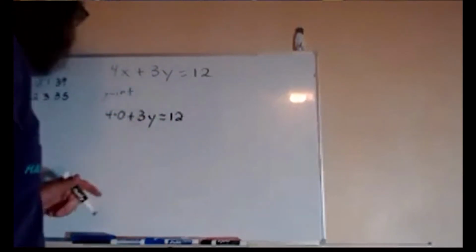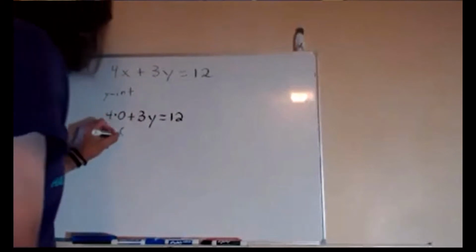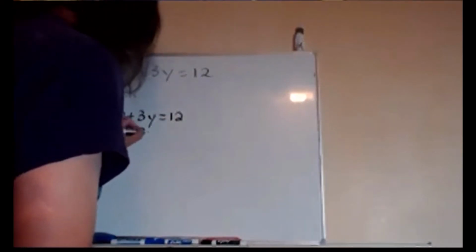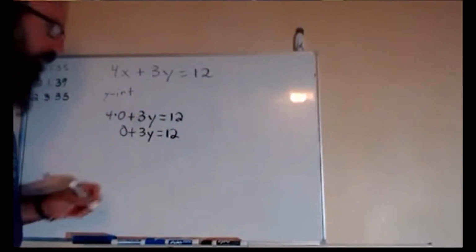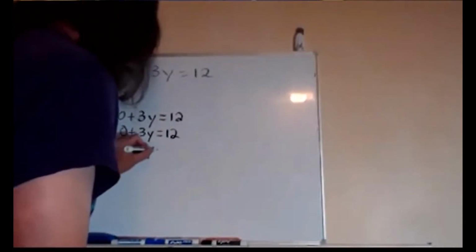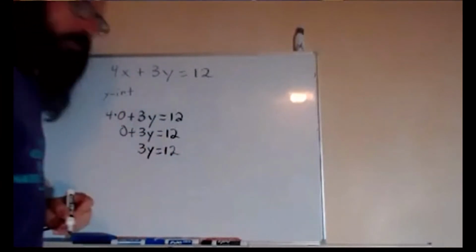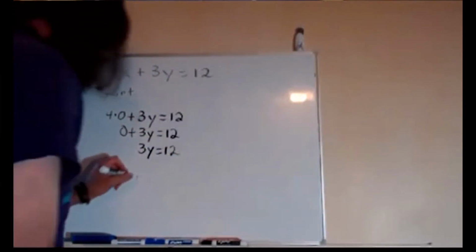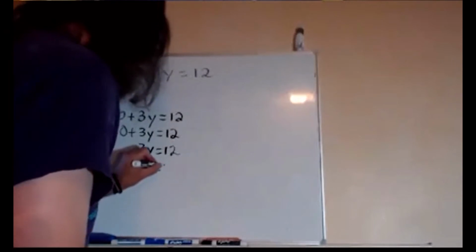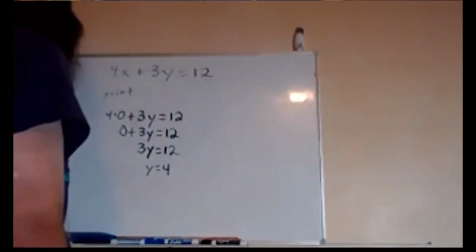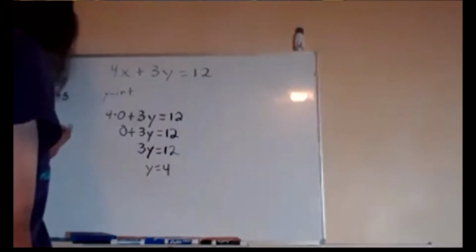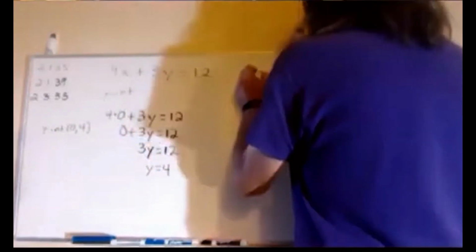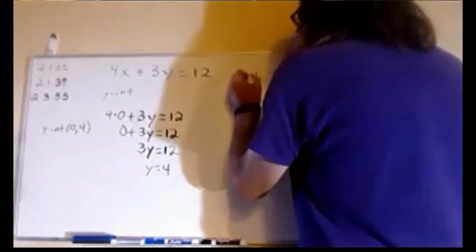well, 4 times 0 is 0. Zero plus 3y will just be 3y. And then we'll divide both sides by 3 to get that y equals 4. Our y-intercept is (0, 4). I'm going to make a table over here of the points we're finding.